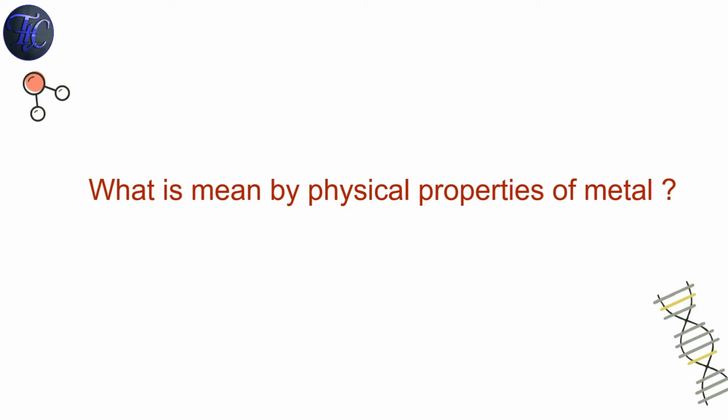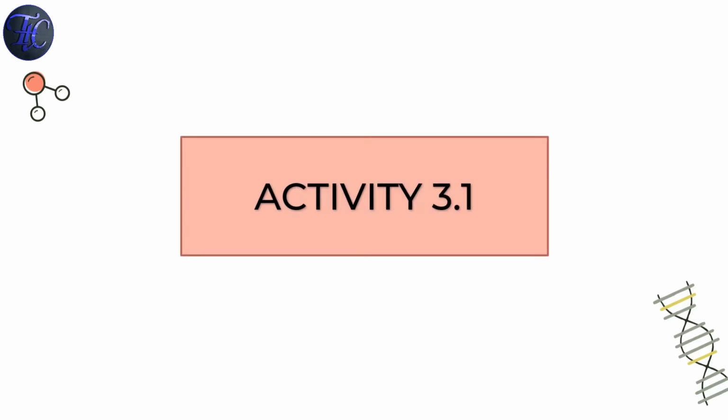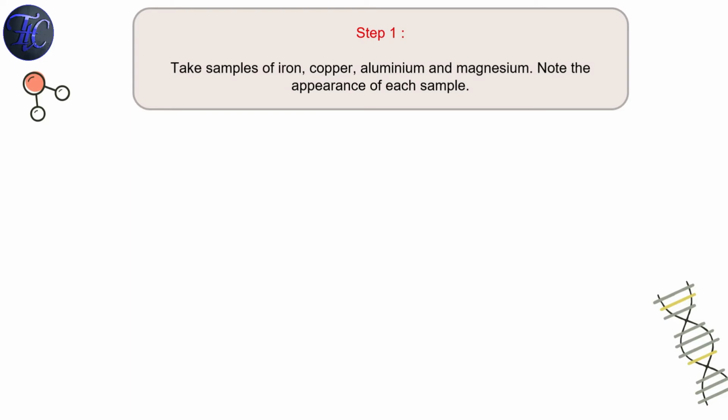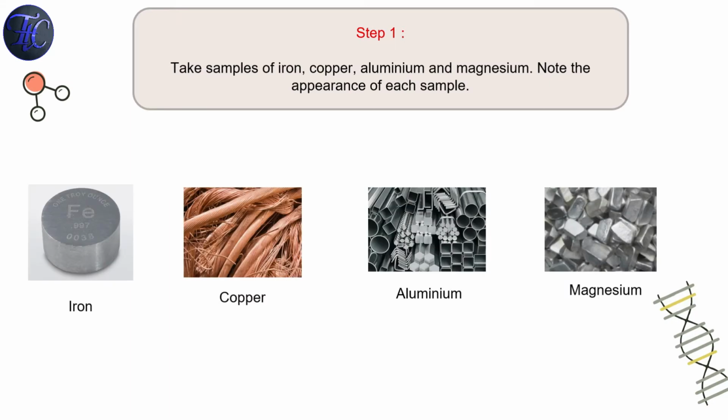We are going to learn physical properties by doing some activities. So the first activity is activity 3.1. The first step of the activity is to take samples of iron, copper, aluminium and magnesium. Note the appearance of each sample. You can see on the screen the pictures of iron, copper, aluminium and magnesium.